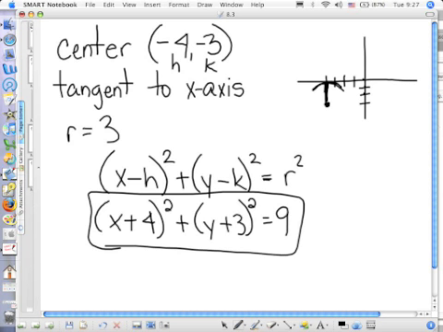Why'd you square the r this time instead of the square root? Is it because you got the radius? No. Because I already know what r is. Last time I was trying to figure out what r is. So I had to use the distance formula to figure out what it was equal to.